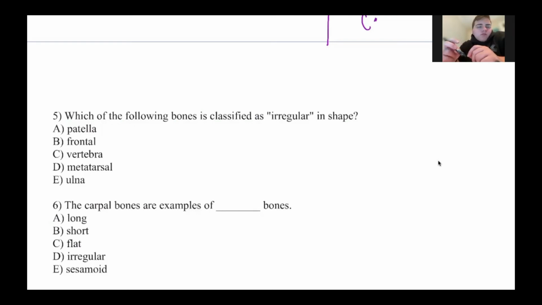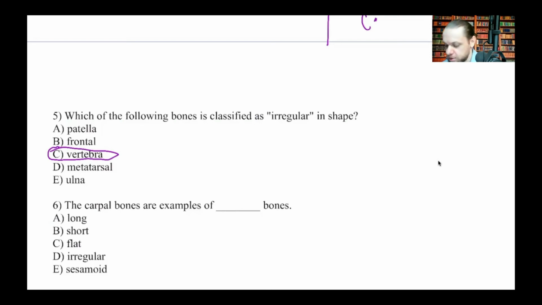E. Ulna? So ulna and radius are usually long bones. We do long bone splinting, but irregular in shape is C. It's the vertebra. Remember, there was a slide in the lecture presentation where I had all the bones. For example, sternum was the flat bone. You had the femur, the radius and ulna with the long bones. So go through it, take a look.